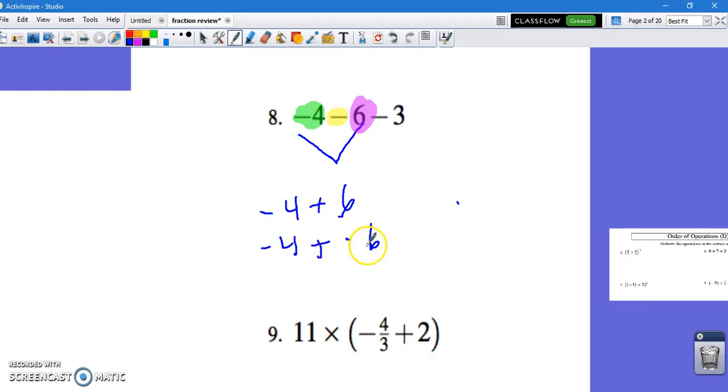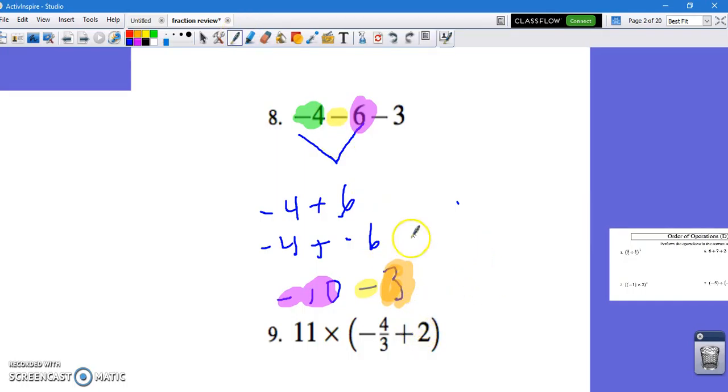A negative plus a negative. When I have a negative plus a negative, I know my answer is negative. I just add 6, 7, 8, 9, 10. All that equals -10. But then I have this -3. Remember, it's -3. Why? Because this is negative, or -10. This is a minus, so that means this has to be a +3, so minus +3.